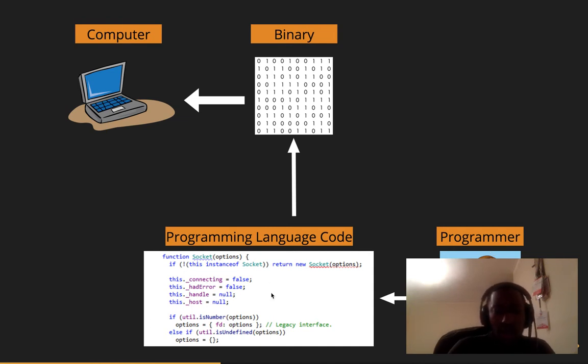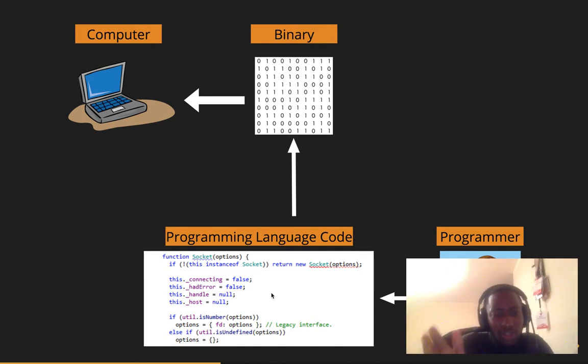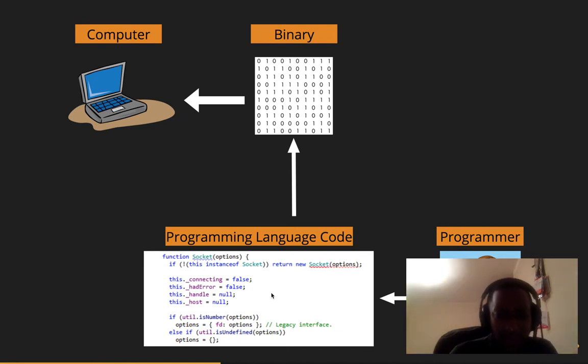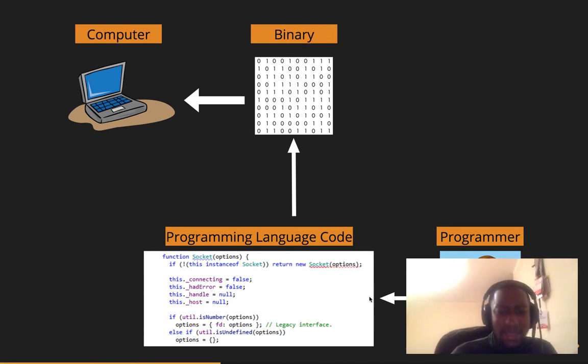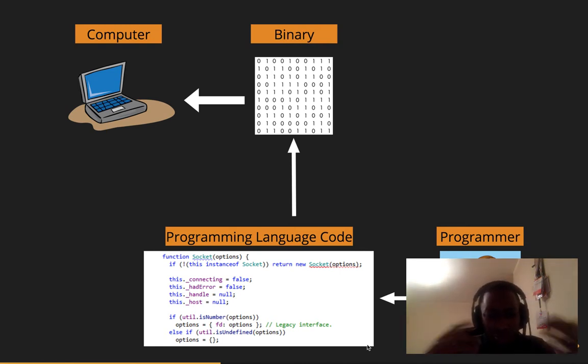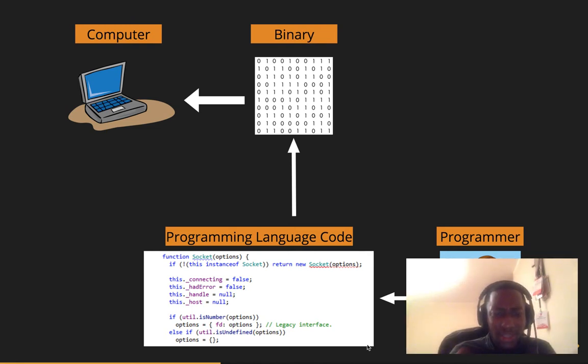For example, this is a code here. And I'm not going to tell you what language it is, but if you understand English, you can see: socket, options, if, this, connecting, had error, handle, host, is number. Of course, it still looks like gibberish, right? But you can kind of read it. You can make out the words. It's English words. You can see options, else, return, new.